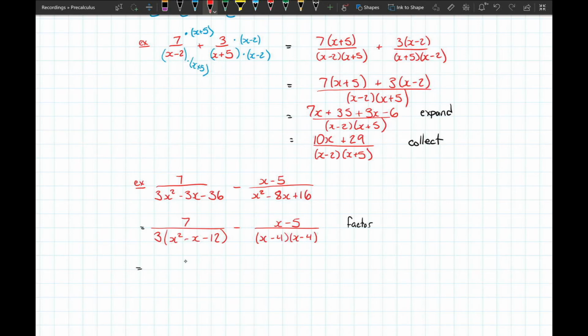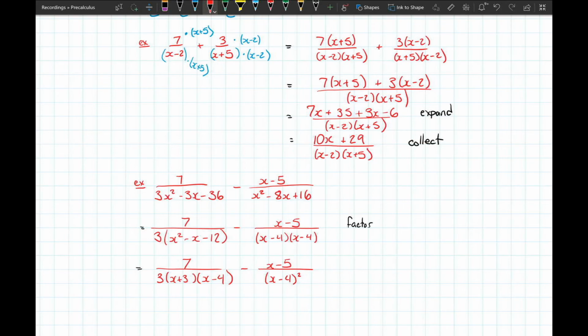Now, the left-hand one, we can continue to factor the trinomial, leaving the 3 on the outside. x squared minus x minus 12 can also be factored. Make sure you know which one is positive and negative. We need two numbers that multiply to a negative 12 and add to a negative 1. The right-hand expression can be written as x minus 5 over x minus 4 squared to save a little bit of room. But you just have to remember that that is equivalent to x minus 4 times x minus 4.